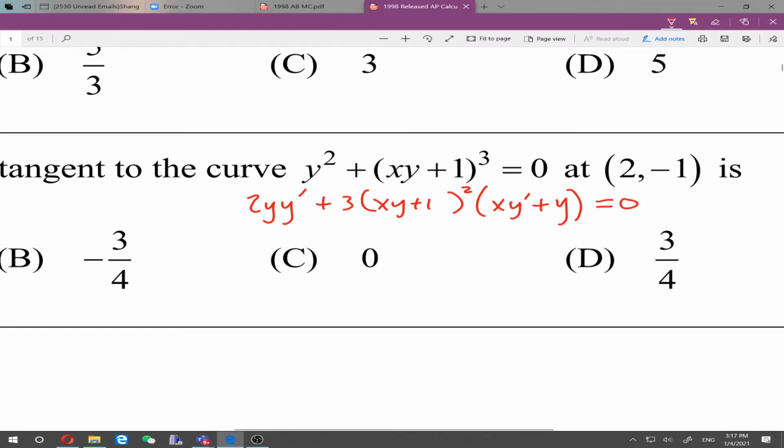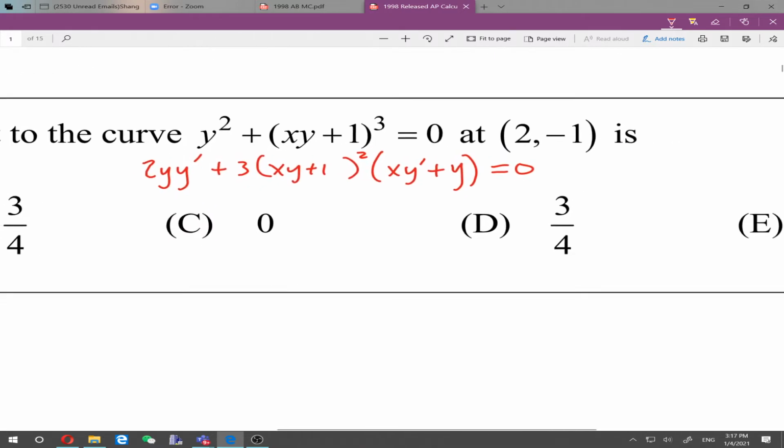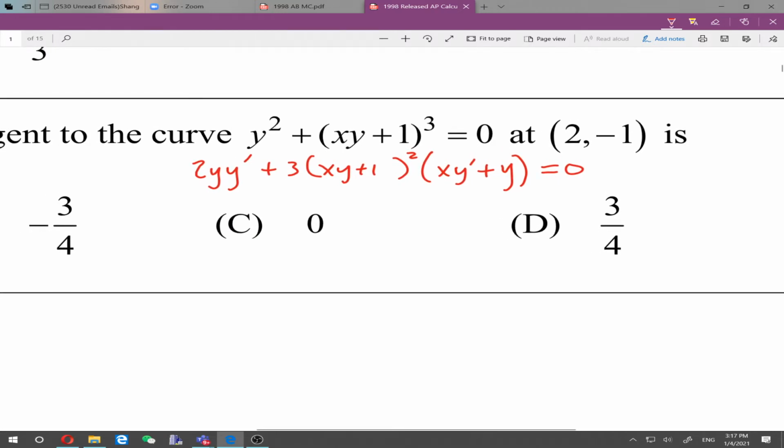Okay, then I need to plug in our point of 2, negative 1, and then solve for y prime. So I'm going to jump down here, I guess. Eric, over to you. If I plug in 2, negative 1, what's going to happen?